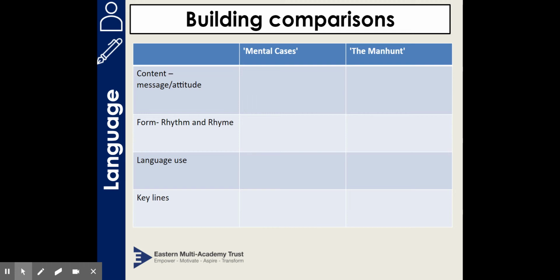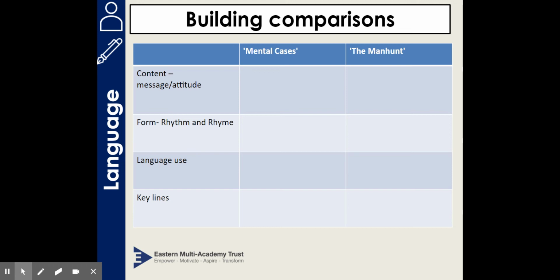And what we're going to do now is organise that information into these three different areas, which is effectively the what, how and why. So we're going to think about the content or the message or attitude of both poems, the form, so the rhythm and rhyme and the way that they've been structured, and language use, so we're looking at methods there. So what I'd like you to do now is to draw out a grid like the one in front of you, and I'd like you to organise your notes now across the grid.